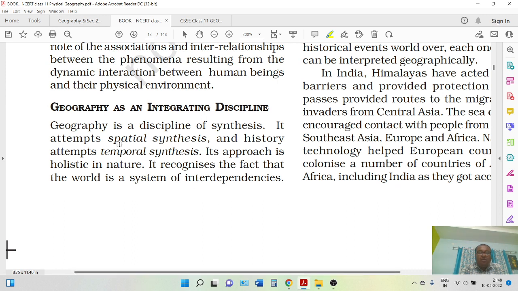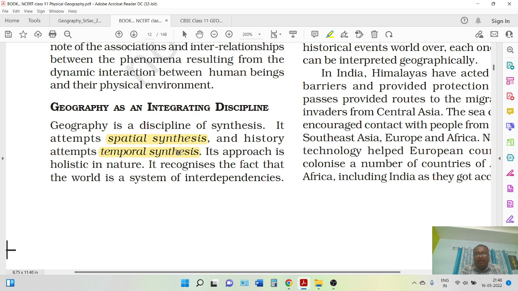As I have told you, there are two important things we will understand. First is the spatial synthesis and temporal synthesis. Integrating means it's an integration, a mix or collection of many kinds of knowledge. For example, if I want to interpret a forest, I need knowledge of botany or life science.